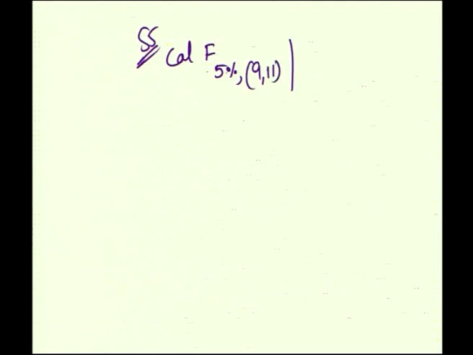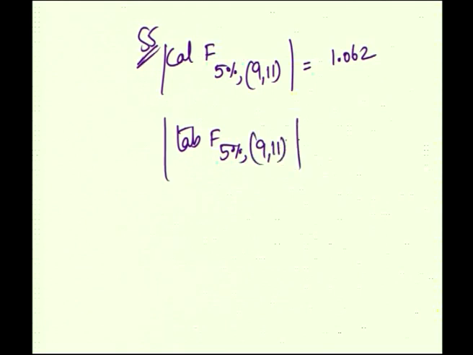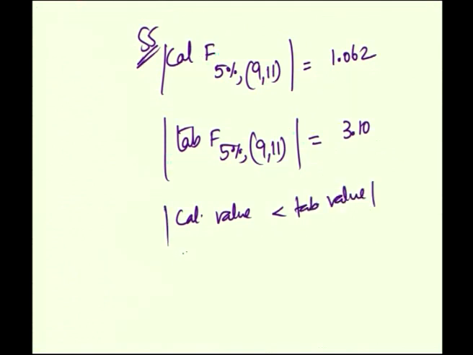Okay. Now write down the calculated F. So you have come to the conclusion step. Calculated F at 5%, 9 comma 11 degrees of freedom is equal to 1.062, and tabulated F at 5%, 9 comma 11 degrees of freedom is, from the tables, 3.10. Okay. So calculated value is lesser than tabulated value. H naught is accepted, in the sense two populations have same variance.